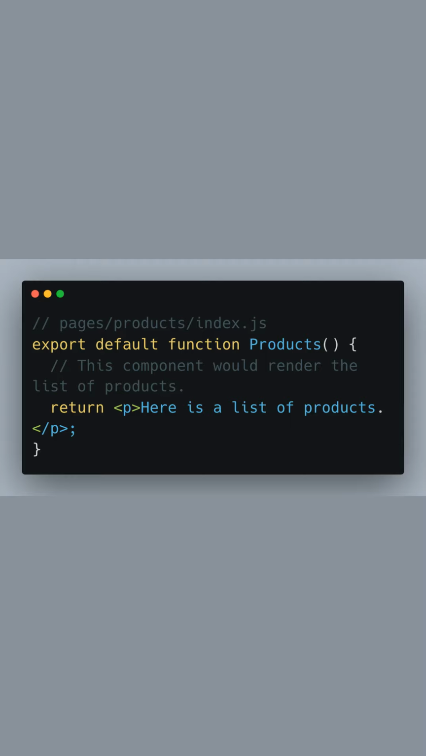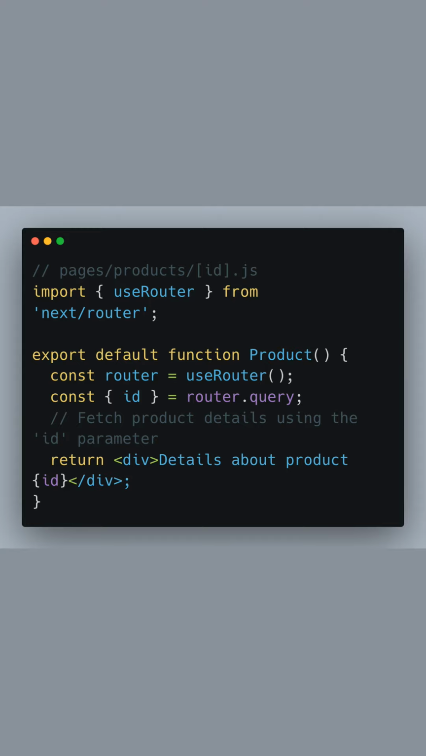In our first code snippet, we define the entry point for our product listings. The file index.js within the pages/products directory corresponds to the products root in our Next.js application. When users navigate to this root, they are presented with a simple paragraph element displaying a text message that says, "Here is a list of products." This component serves as a placeholder for what would typically be a dynamic list of products retrieved from a database or API.